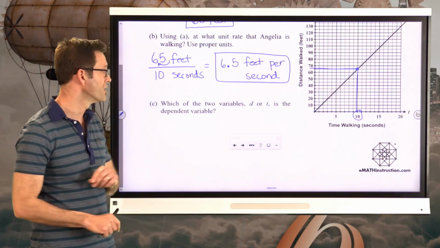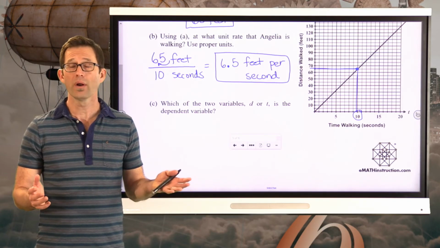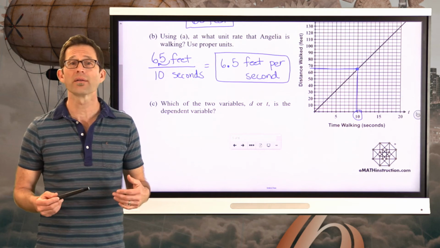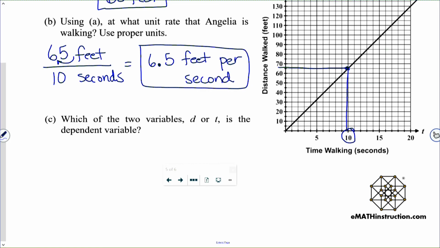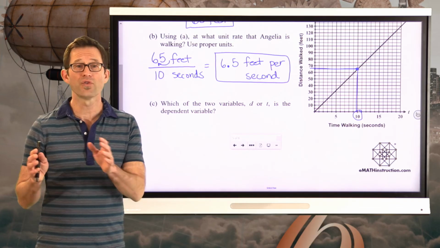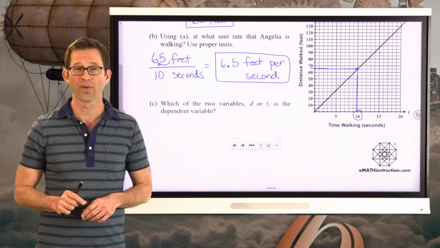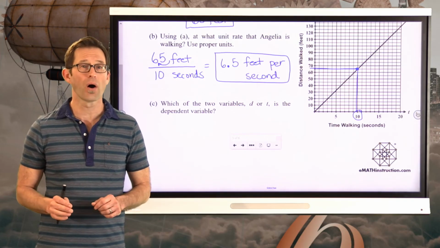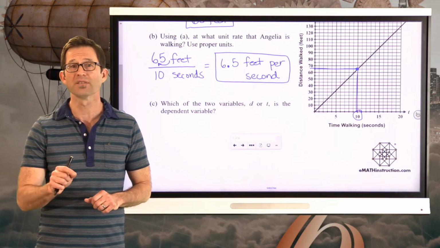Anyway, our final question: which of the two variables, d, the distance, or t, the time, is the dependent variable? All right, well, what do you think? Pause the video now and write down which one you believe is the dependent variable. All right, well, as usual, when we have two variables and one of them is time, time is almost always the independent variable. Again, I don't want to say that it's always the independent variable. There could be a situation where time is dependent.